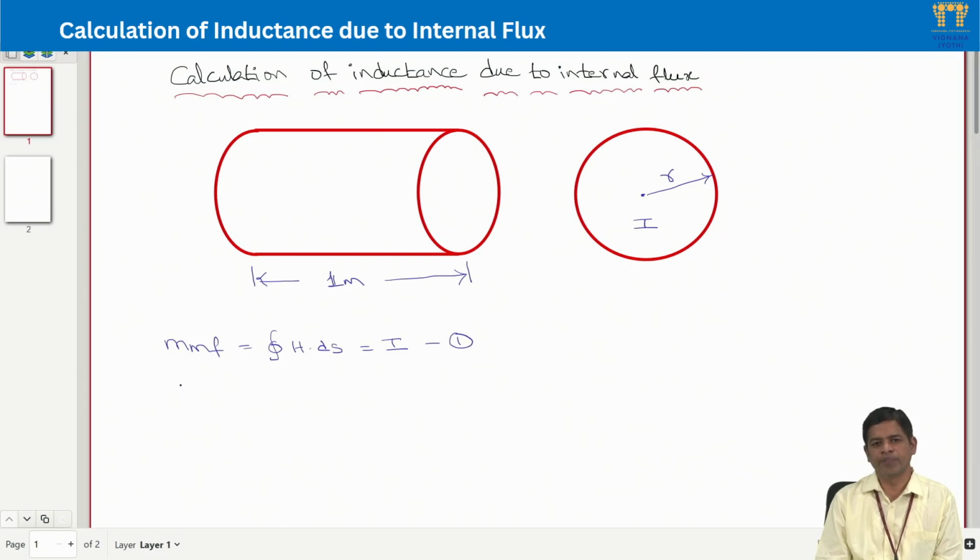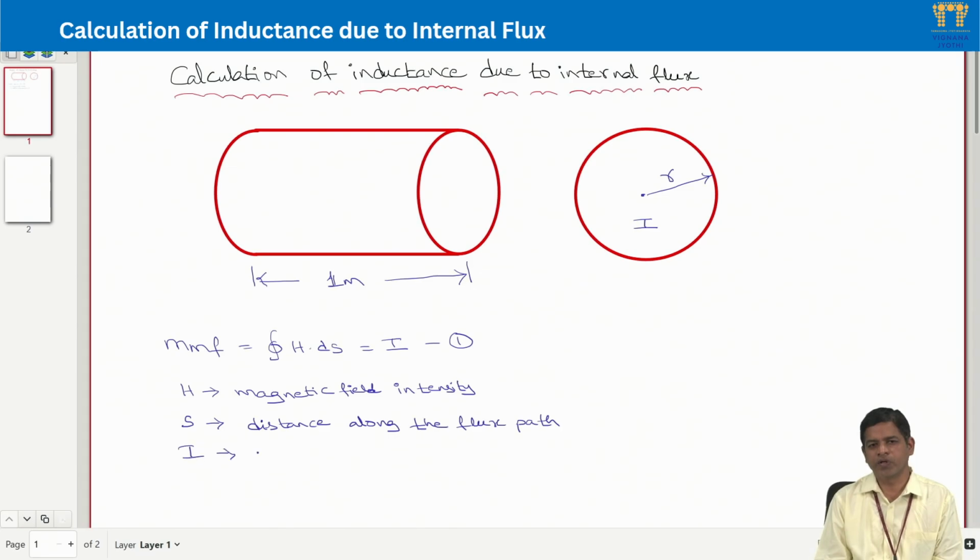Now in this expression, capital H represents the magnetic field intensity and small s represents the distance along the closed path, or distance along the flux path rather. And capital I is the current which is flowing in the conductor.